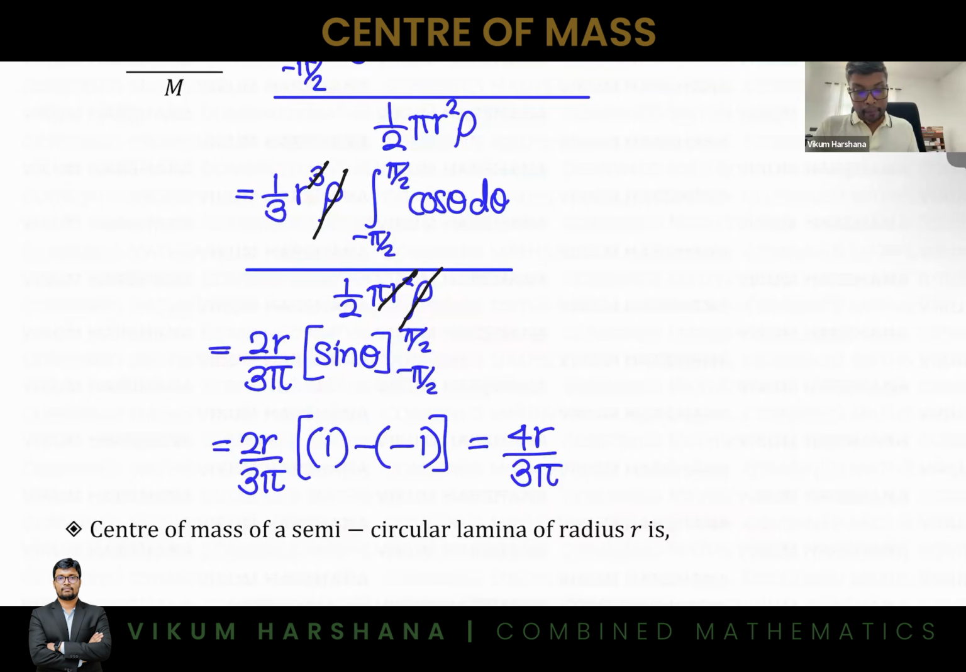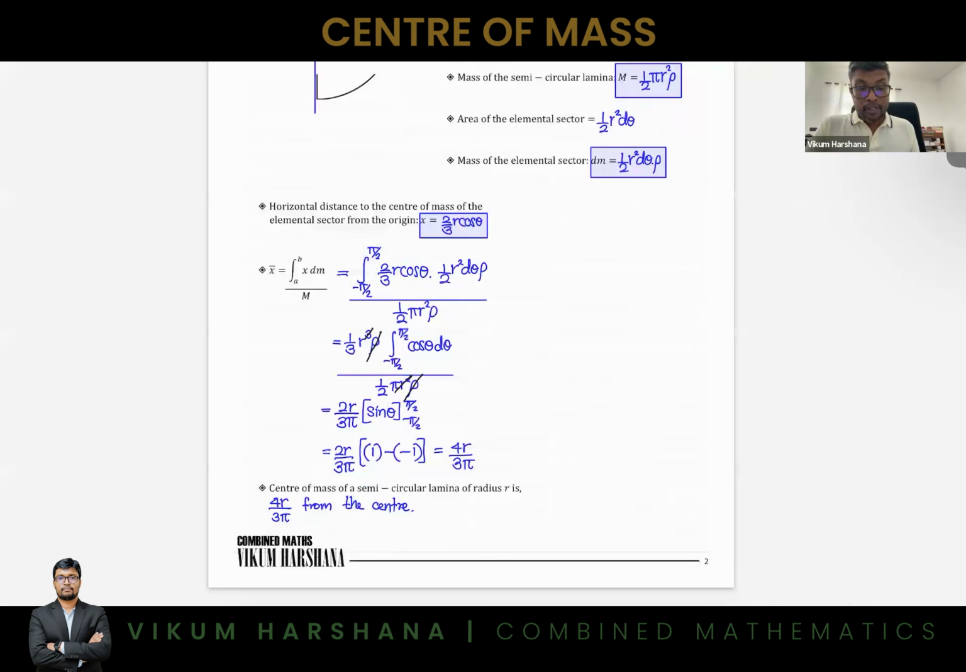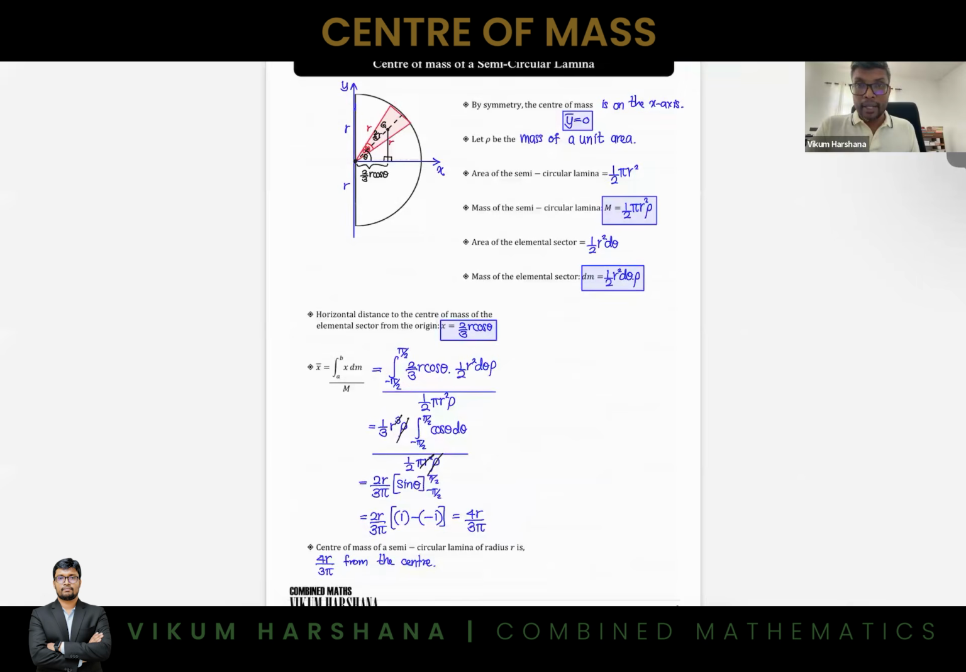Done. Very easy. So we can conclude the answer now. The center of mass of a semicircular lamina of radius r is 4r over 3 pi from the center. So this is the proof of the center of mass of a semicircular lamina.